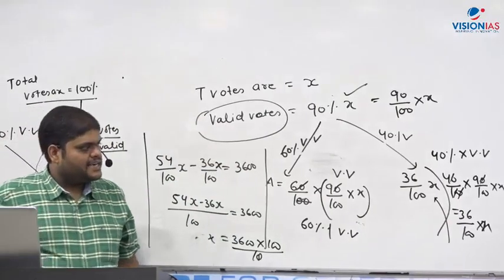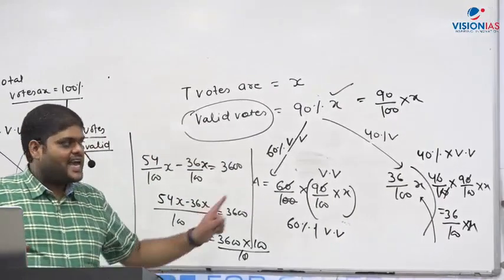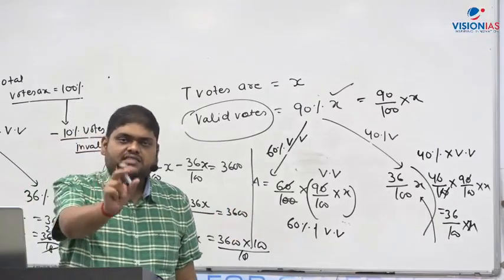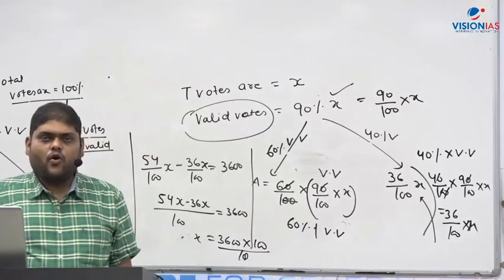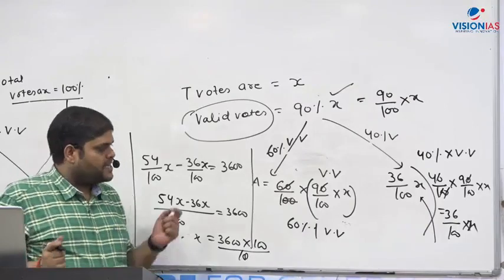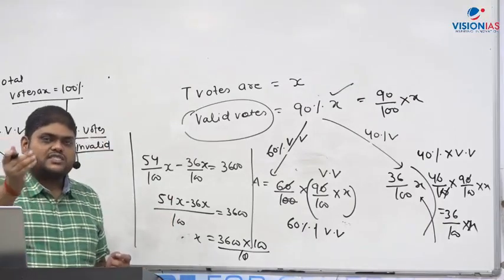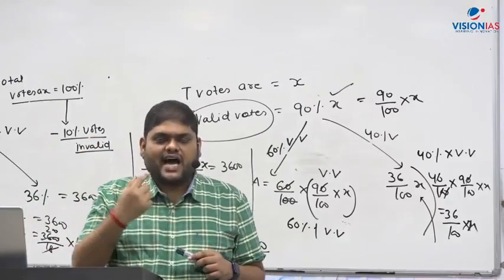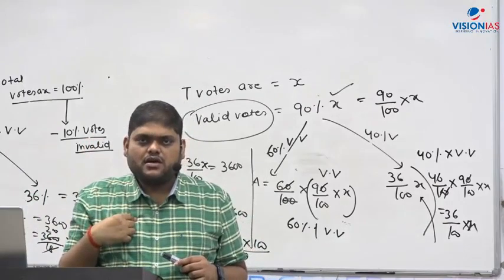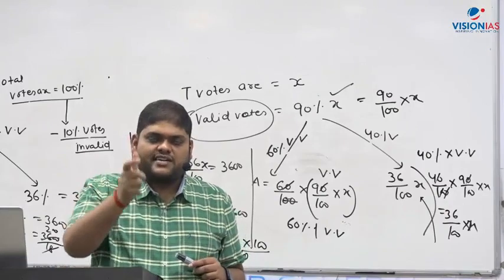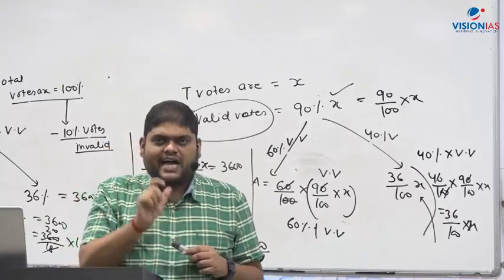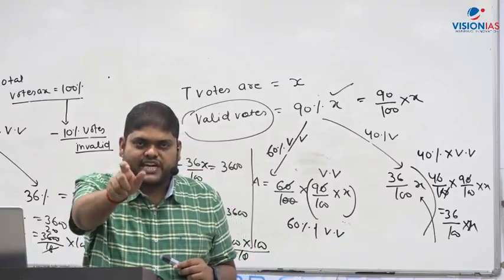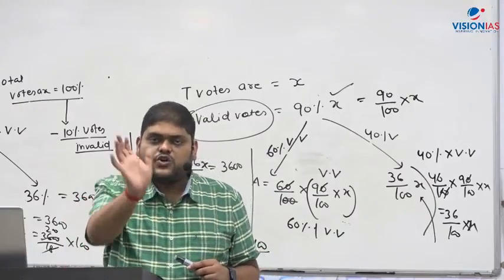Okay. Now, the question is, A won the election by 3600 votes. What is the meaning of this? That means A got 3600 votes extra. Suppose you have 200 rupees, I have 100 rupees. So what will I say? You have 100 rupees more than me. And how will I find out? I will subtract 100 from 200.